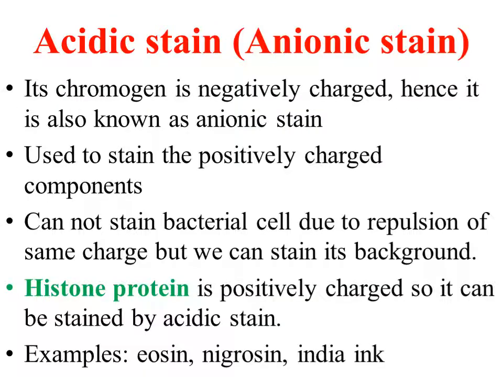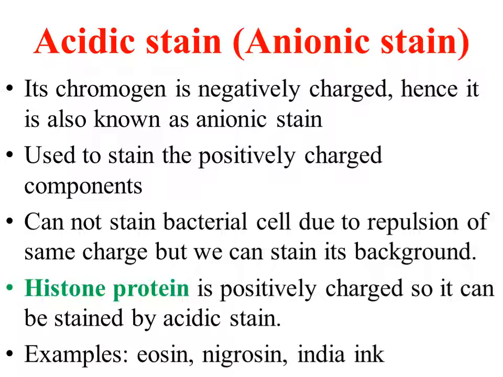So the next type is acidic stain. The chromogen of the acidic stain is usually negatively charged. Hence we call it anionic stain. It is used to stain only positively charged substances. That is because this dye is negatively charged, so it can get attracted to only positive substances.